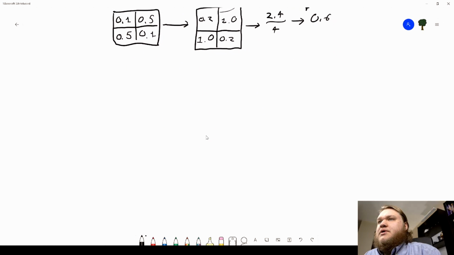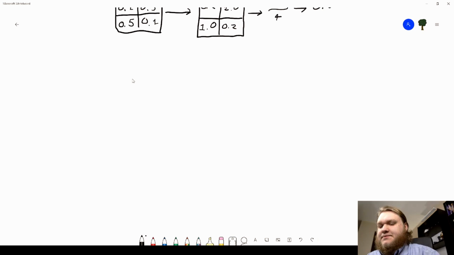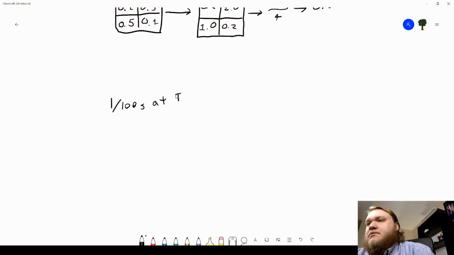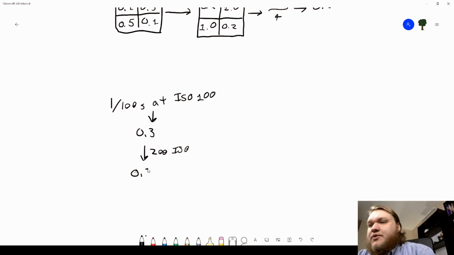So where does this come in? Let's say we have a shutter speed of 1/100th of a second at ISO 100, and that produces some value. Let's use our 0.3. If we move this up to 200 ISO, we would get our 0.6. But suppose we really want that 0.3. So 0.6 is too bright for us for this particular pixel.